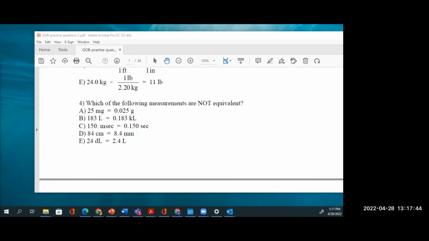Then we have D, 84 centimeters is equal to 8.4 millimeters. And then we have E, 24 deciliters is equal to 2.4 liters.